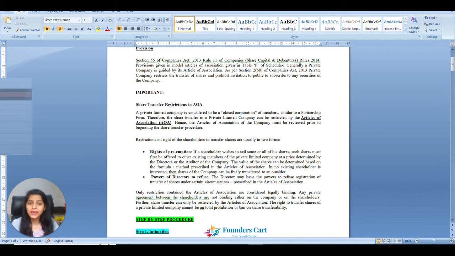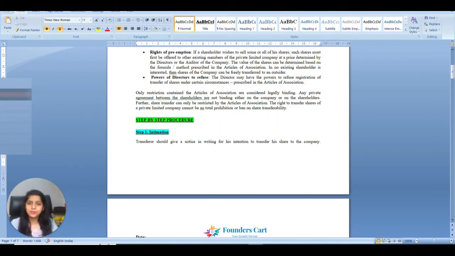The directors may have the power to refuse registration of a share transfer under certain circumstances as prescribed in the articles of association. Only restrictions contained in the articles of association are considered legally binding on the company and on the shareholders. Any private agreement between the shareholders is not binding either on the company or on the shareholders of the company. So let's start the step-by-step process.